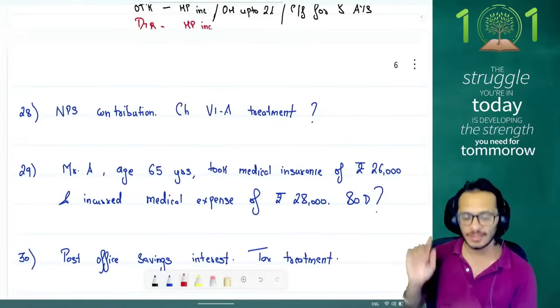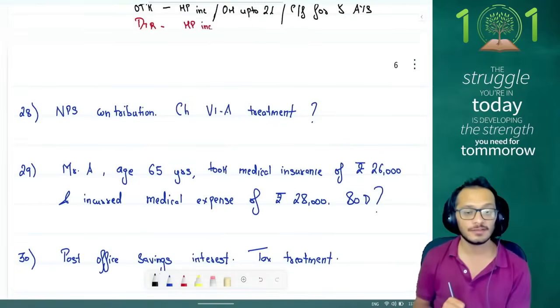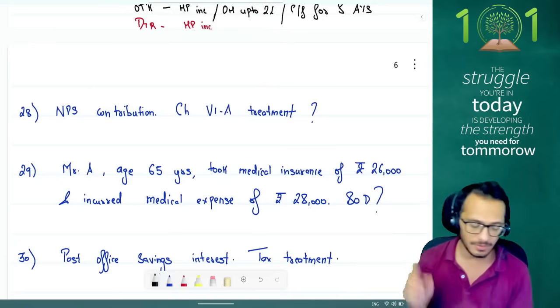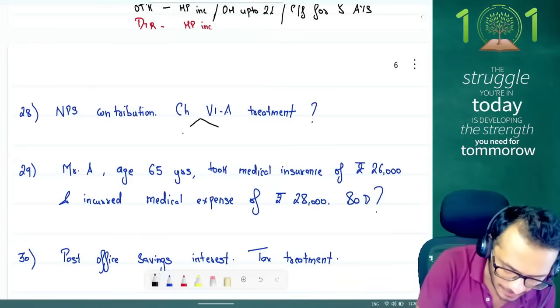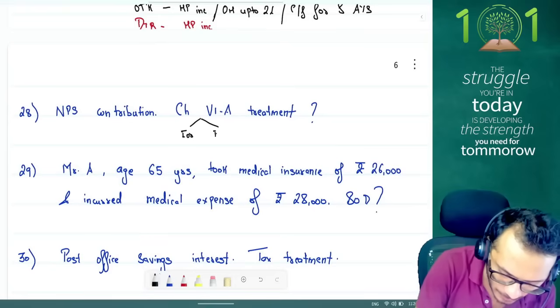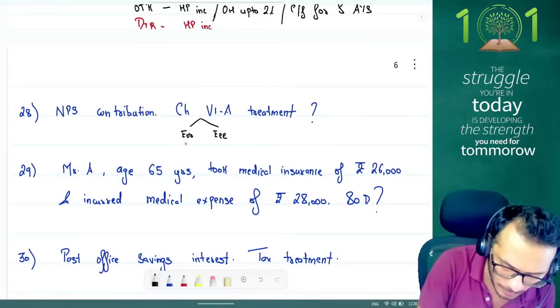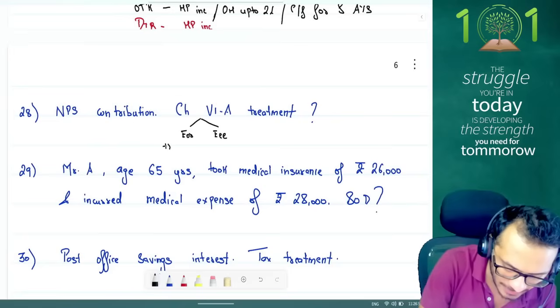Amazing. Question number 28 talks about NPS contribution. What is NPS contribution, people? Income tax says when it comes to NPS contribution, two people can contribute. One is the employer and one is the employee. Yes, if an employer is contributing, first thing you will add it as salaries.